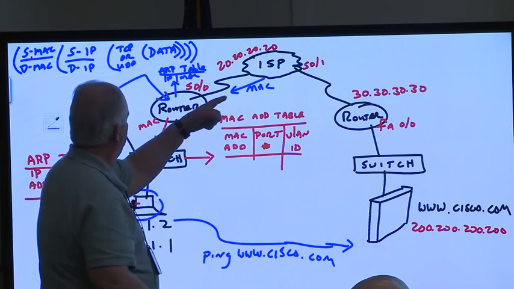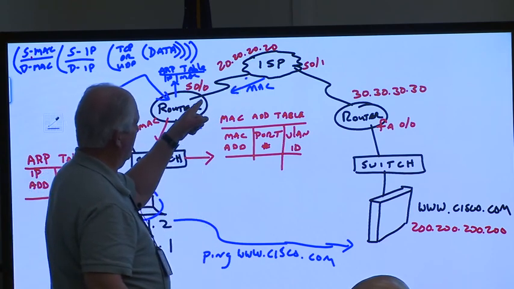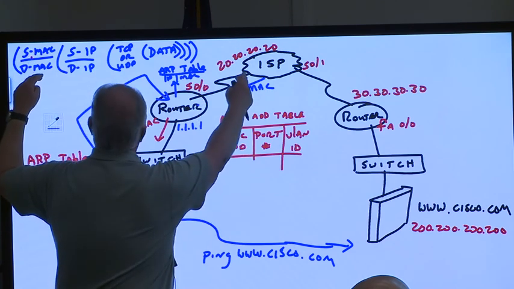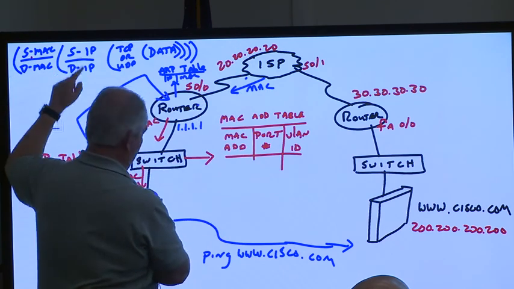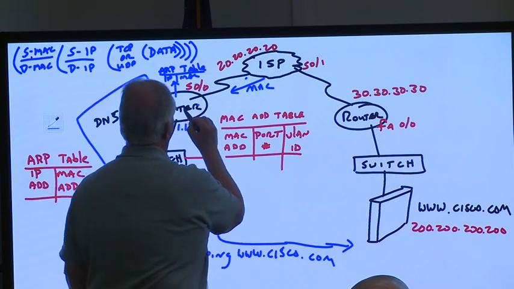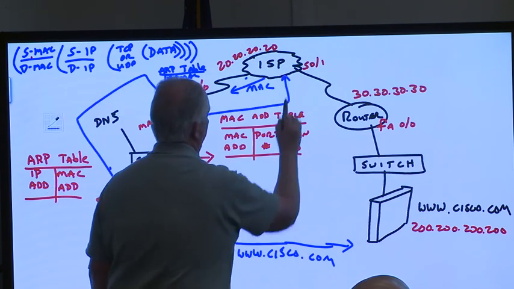So I've got my IP and my MAC. It now tells me what the MAC address is here. I know what my MAC address is here. So my source MAC is here. My destination MAC is here. My source IP is here. My destination IP is here. We got all the information. Can I now move from this router to here?